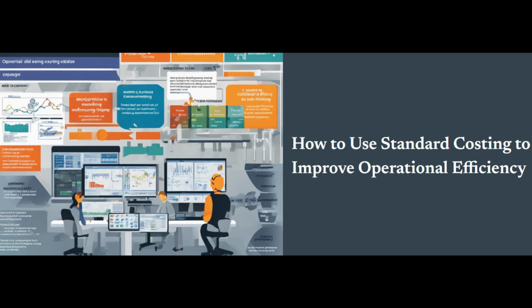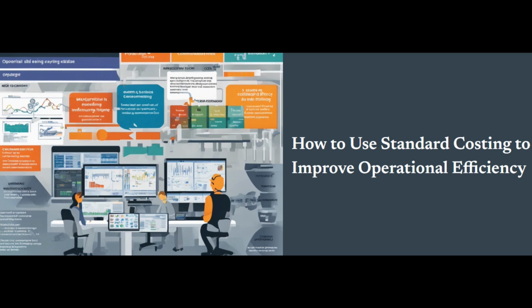Through this collaborative effort, the team uncovers several bottlenecks, such as inefficient tool changeovers and suboptimal machine settings that are contributing to the variance. By addressing these issues, the company is able to improve labor efficiency, reduce waste, and enhance overall operational performance. Moreover, by tracking the variances over time, you can measure the effectiveness of your improvement initiatives and make adjustments as needed. This iterative approach helps foster a culture of continuous improvement, where every variance is seen as an opportunity to enhance efficiency and reduce costs.